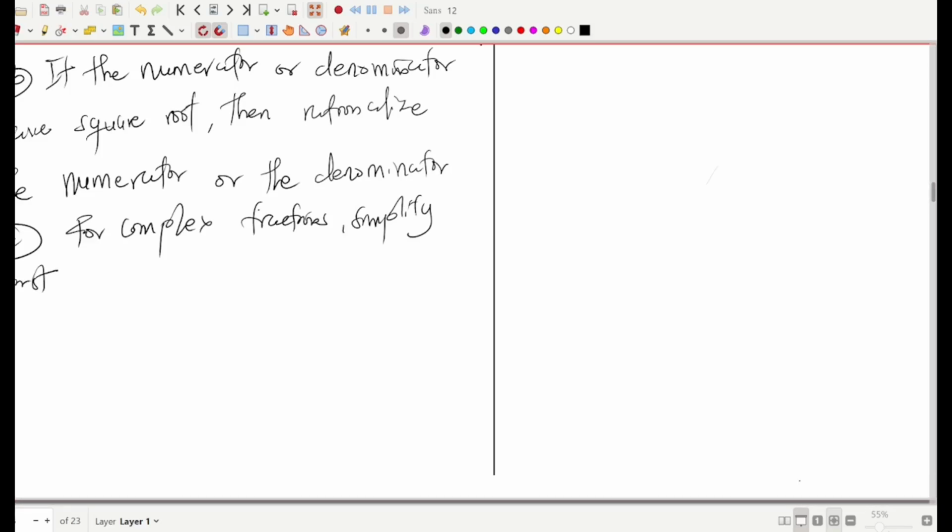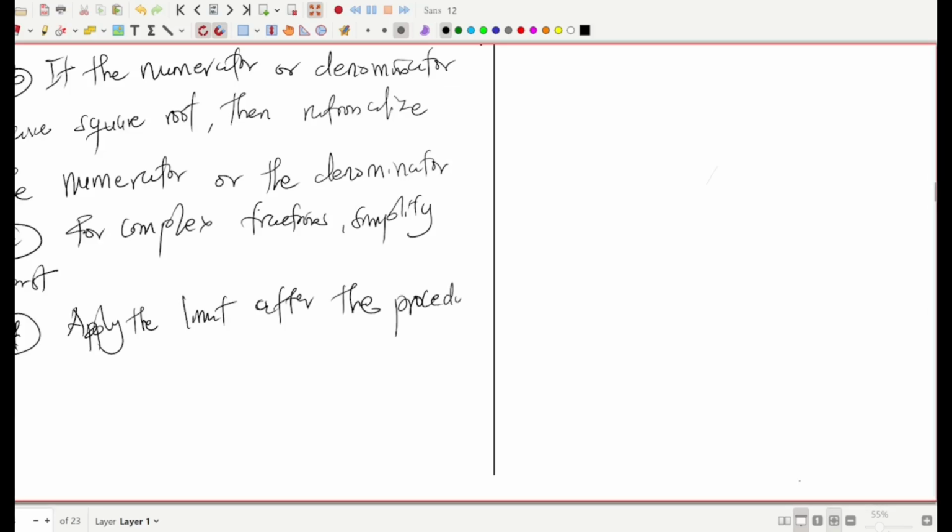Then after applying all these procedures, you can apply the limit rule. If the limit rule is applicable, then you can do direct substitution. So we take a few examples for us to get to the understanding of what we are talking about.